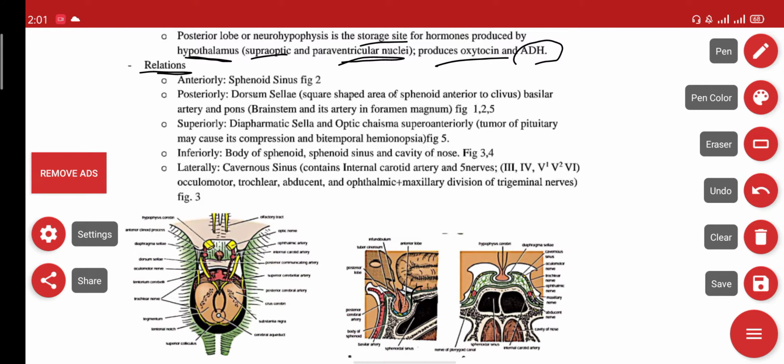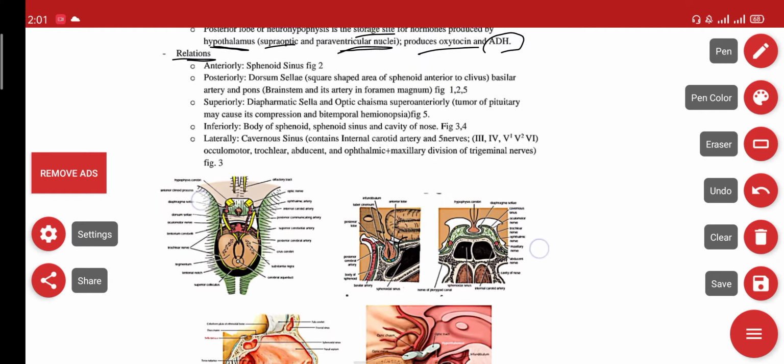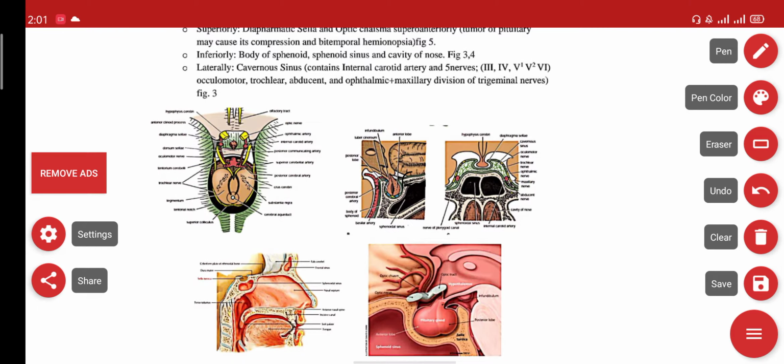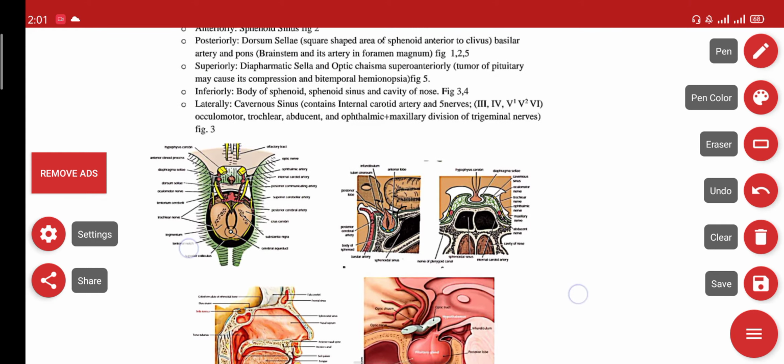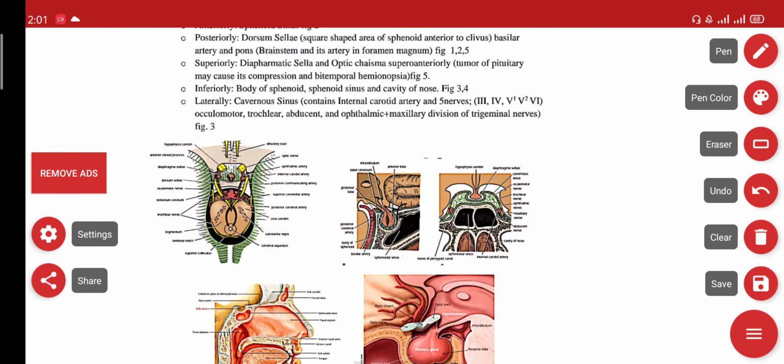Posteriorly is the dorsum sella. So what is the dorsum sella? It is actually a square shaped area of the sphenoid anterior to the clivus. You can see it in figures number 1, 2 and 5. In 1 it is not so properly shown, but in 2 you can see it.